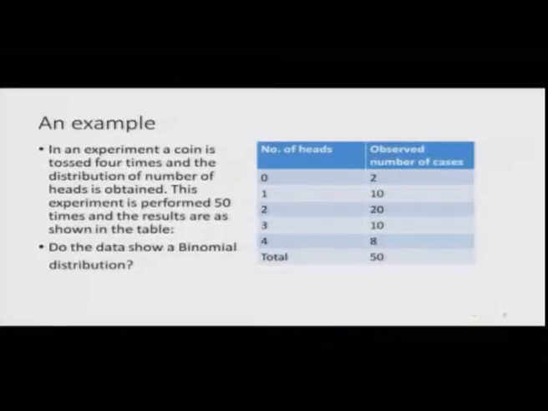An example, in an experiment a coin is tossed 4 times and the distribution of number of heads is obtained. This experiment is performed suppose 50 times and the results are as shown in the table. Now, if a coin is tossed 4 times, you may get no head, 1 head, 2 heads, 3 heads or 4 heads. There are 5 possibilities, and by doing this experiment 50 times, you find that 0 appeared twice, 1 appeared 10 times, 2 appeared 20 times, 3 appeared 10 times and 4 appeared 8 times.